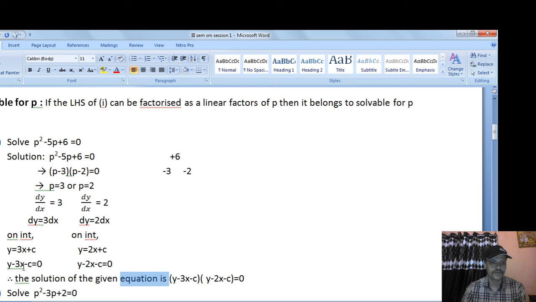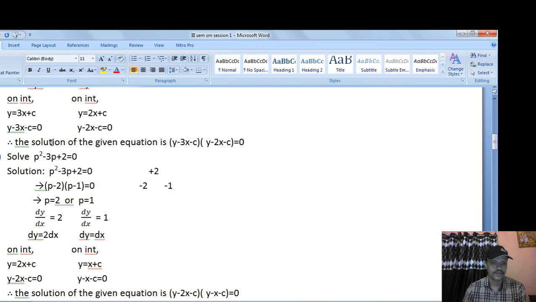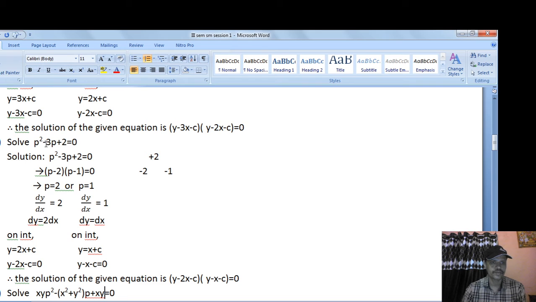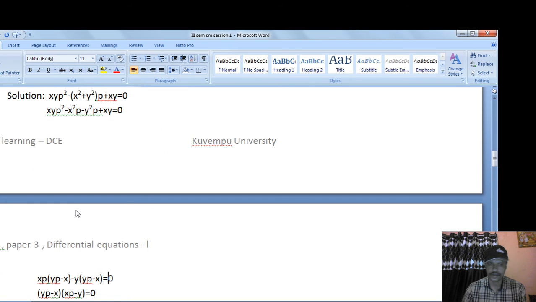Take the product of the LHS of these two solutions, y minus 3x minus c into y minus 2x minus c, and equate this to 0. This gives you the solution of the given equation. This problem is exactly similar to the previous one, so please follow it. Now I am taking a different problem.